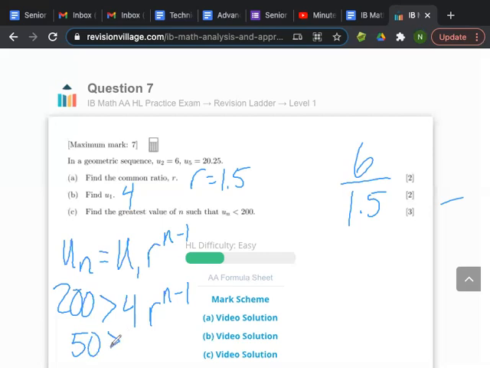Is less than or equal to... we do have R 1.5 to the n minus 1. We don't have n though? Yeah, we're trying to find n.